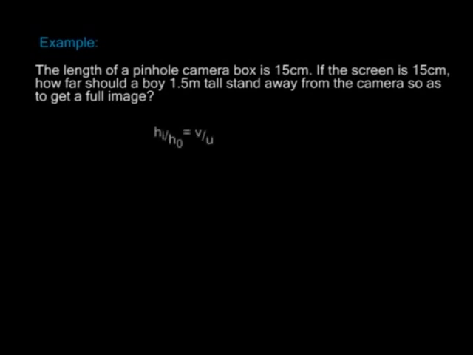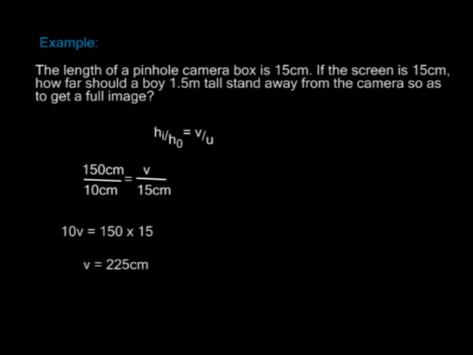So we have H1 over H0 is equal to V over U. 150 centimeters, that is 1.5 meters, over 10 centimeters is equal to V over 15 centimeters. Cross multiplication: 10V is equal to 2250. We divide both sides by 10 and we get V is 225 centimeters. The boy must stand at a distance of 22.5 meters away from the pinhole camera.